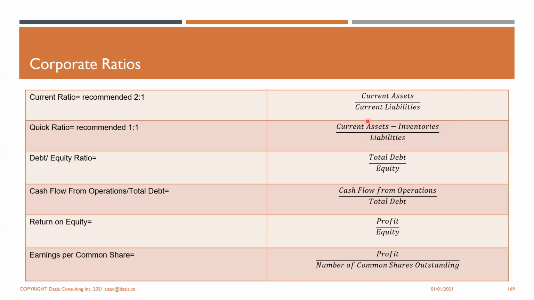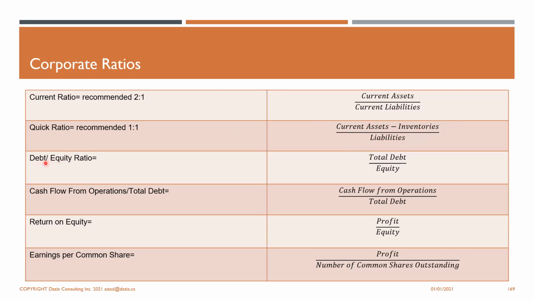If you have $100,000 at the top here, you should have 100,000 here. So then at least you're covering your liability. If you don't have enough of that, you could not. If you don't sell any inventory, then you could be in trouble. So this is quick ratio.